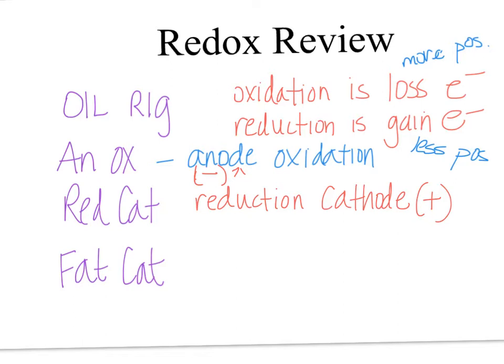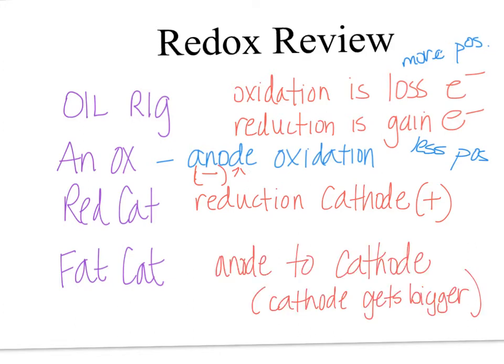And the last one, FAT CAT, it talks about how the electrons flow, and remember that they flow from the anode to the cathode. So remember that the cathode is getting bigger. When we did our lab with the pennies, remember the penny got bigger because we plated it with the zinc. So the penny was in fact the cathode. And then the zinc metal that we had in the solution was our anode.